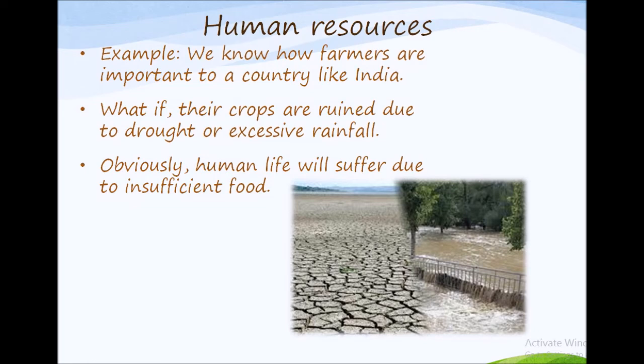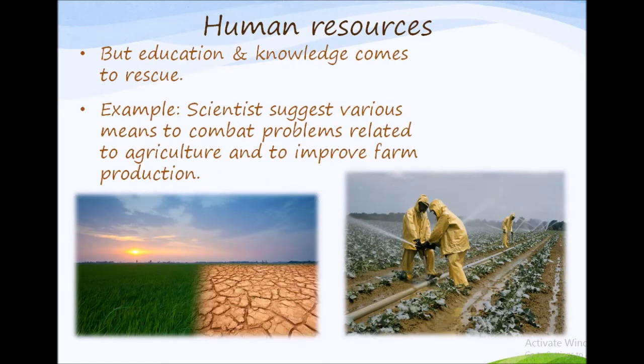But sometimes education and knowledge come to the rescue. For example, scientists could suggest various means to combat problems related to agriculture and also improve farm production. This was a small example of how human resource could be useful. People are interdependent and each contributes in their own way to make resource more valuable.